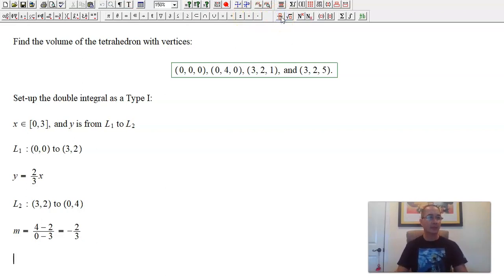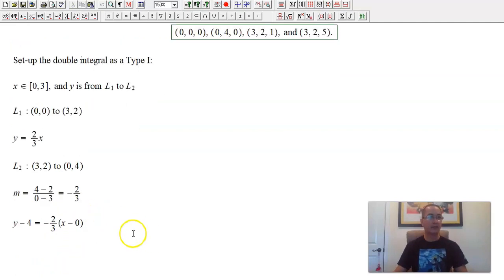Okay, so y minus 4 equals negative 2/3 times (x minus 0), using the second point for our slope-intercept form. So y equals 4 minus 2/3 x.